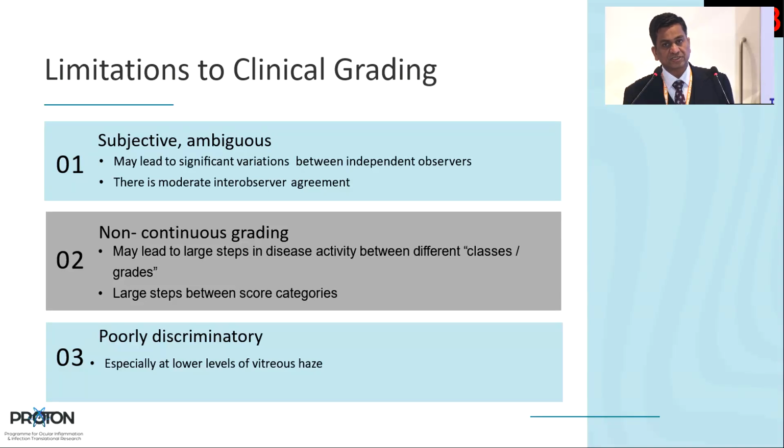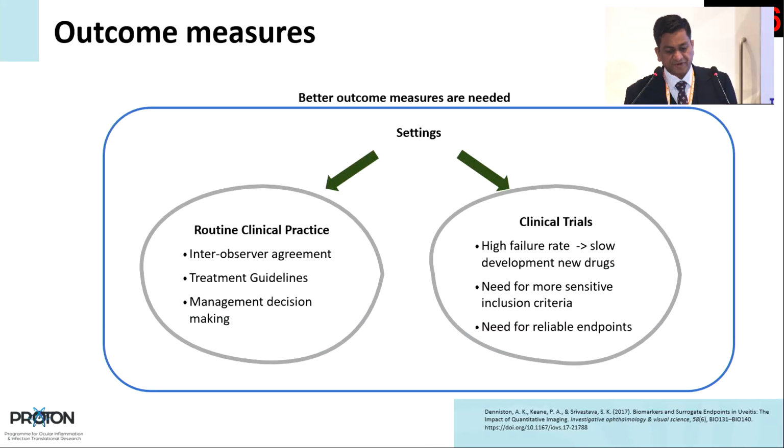These are non-continuous. You do not have a scale like 1, 2, 3, 4, 5; you have 1, 2, 3, 4, some steps, but there have not been that many attempts. Going from 2 to 1 is okay, but can I change Bradford 4 to 1? Or cells of 3+ to 1, do you change? How do you change? Because there is no continuous grading of that, and it is poorly discriminatory. So these are the outcome measures which have been used in the clinic and also in clinical trials, the result of which is inter-observer disagreement, unclear treatment guidelines, difficult management decision making, a high failure rate, and a need for more sensitive inclusion criteria and reliable endpoints.